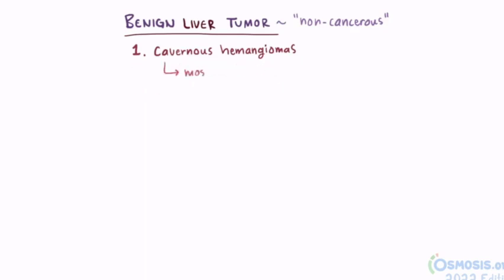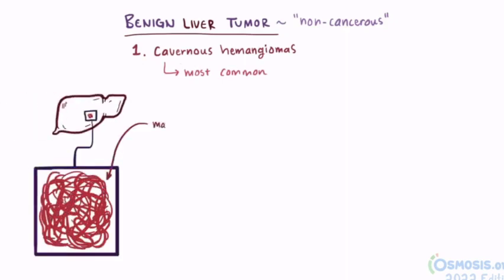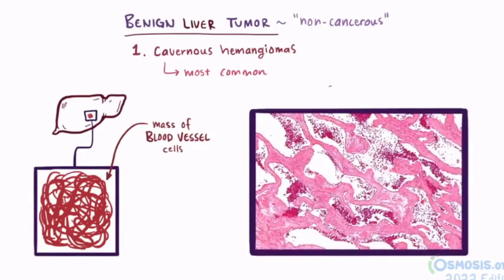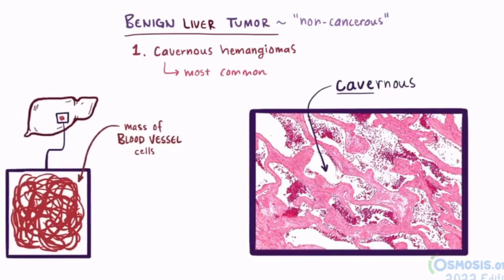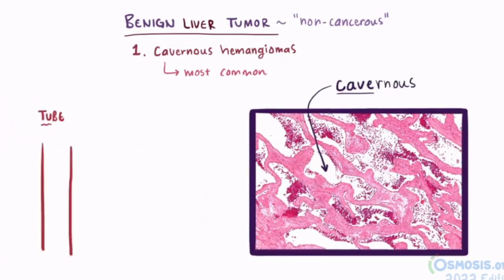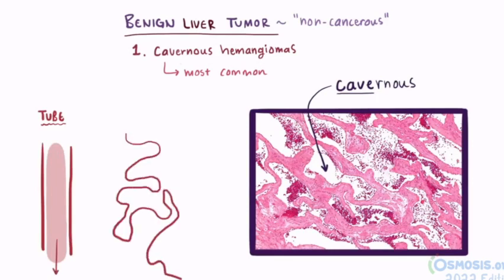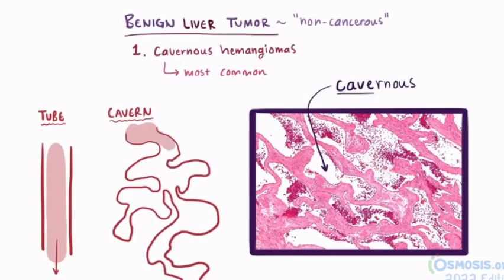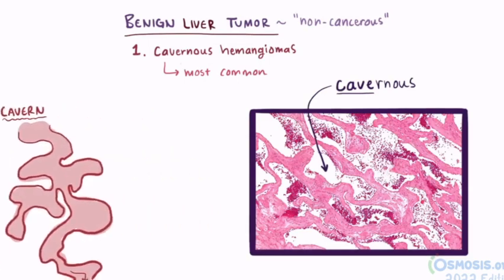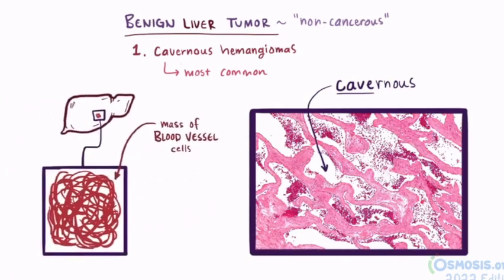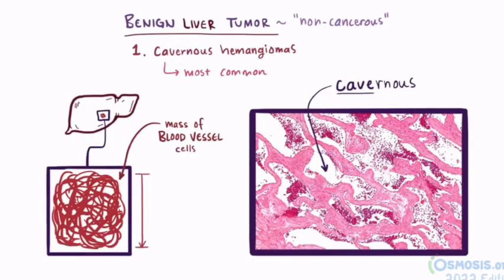Cavernous hemangiomas are the most common form, and are masses or swelling of the endothelial cells in the blood vessels of the liver that, when we check it out on histology, form these huge vascular spaces that sort of look like a system of caves. In other words, instead of blood flowing through a tube, the blood goes into a giant cavern with endothelial cells randomly sprinkled throughout.